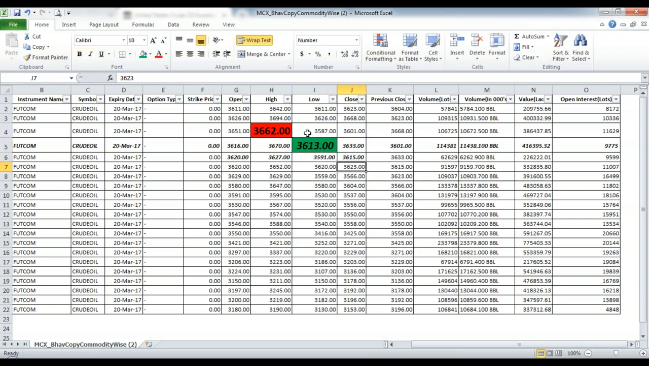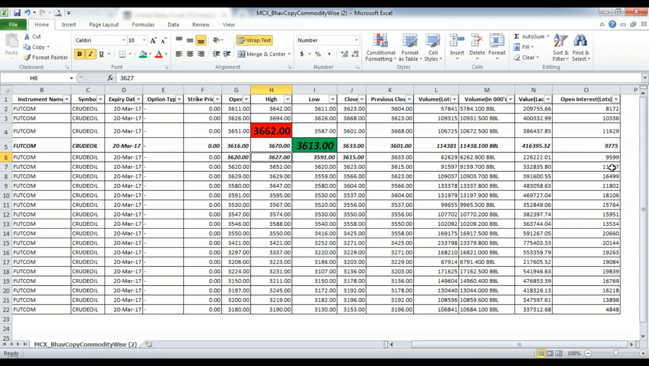The next day, wherever it is opening, whatever it is doing, it is closing above this, right? Okay. Now let's see on this day, did it go above this level? And did it close above 3627? No, sir. It came back down, right?